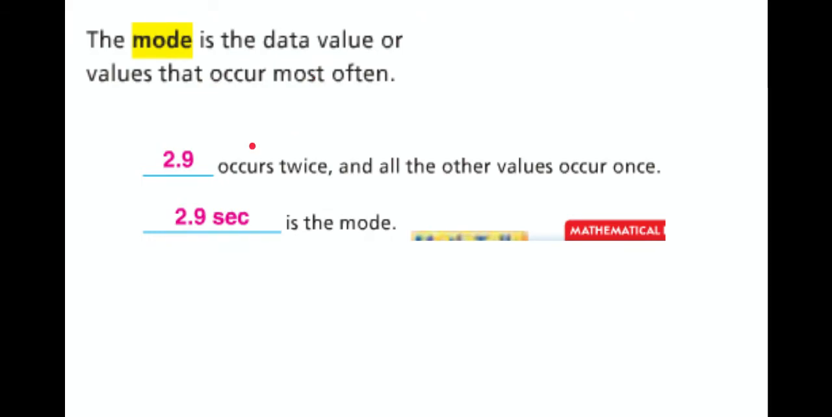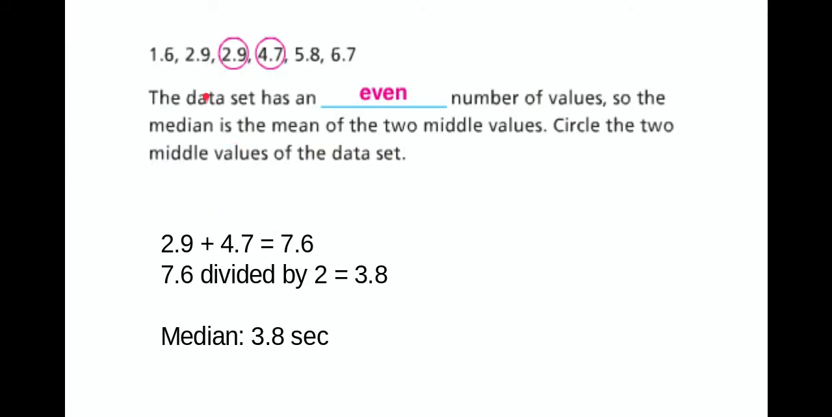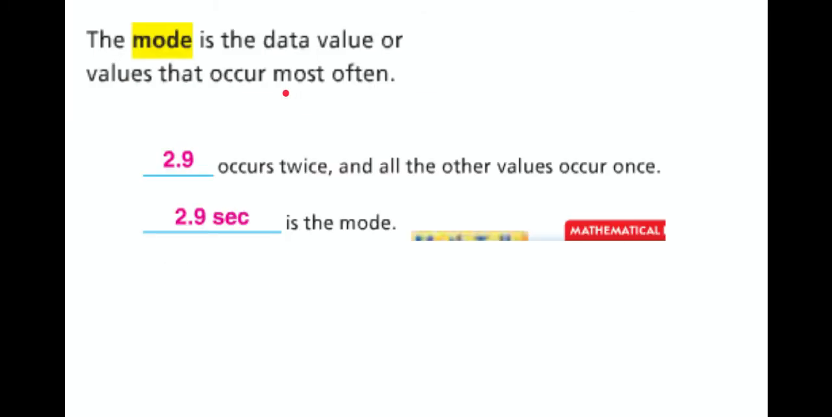The mode is just anything that appears more often than any of the other values. So in here, if you remember, we had 2.9 and 2.9. So in this case, our mode is 2.9, but we'll do a couple more examples where we might have more than one mode, or it's possible to not have a mode at all.